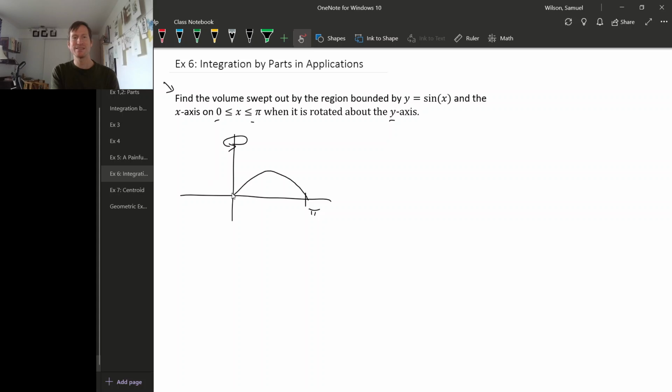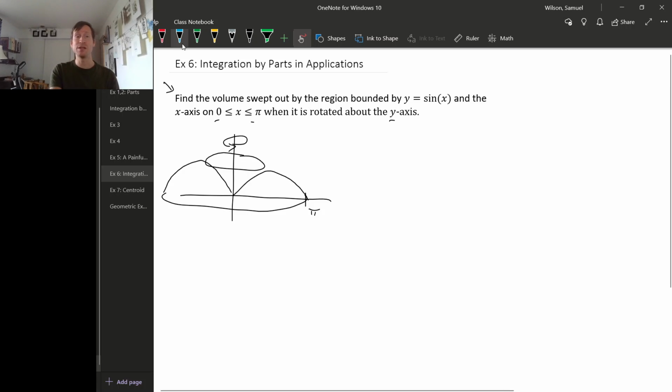So we get this sort of, I don't know what to call this thing. It's got this weird divot in the middle. It's sort of roughly donut shaped, but the donut kind of pinches closed in the middle there.